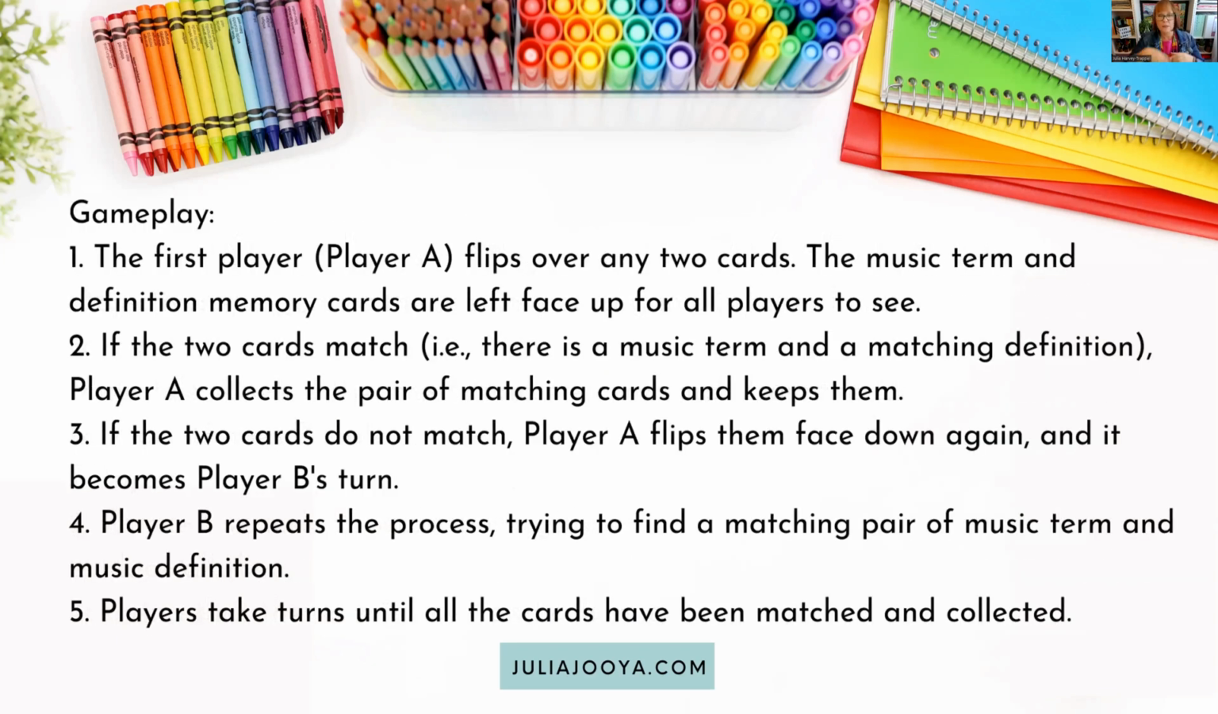First player flips over any 2 cards. Doesn't matter. The music term and the definition memory cards are left facing up for all players to see. If the 2 cards match, which is unlikely in the first go, so there is a music term and a matching definition, Player A collects the pair of matching cards and keeps them. If the 2 cards don't match, they flip them back over, and then it's the next player's turn to have a go. Again, you repeat the process until you get matching pairs.